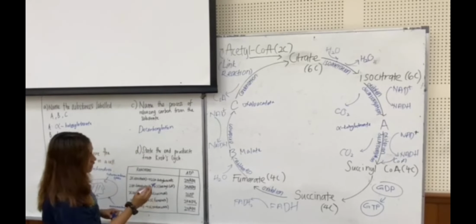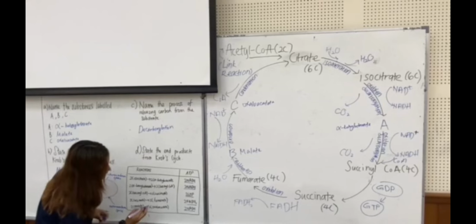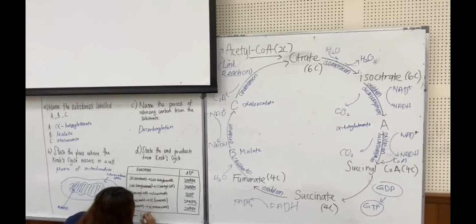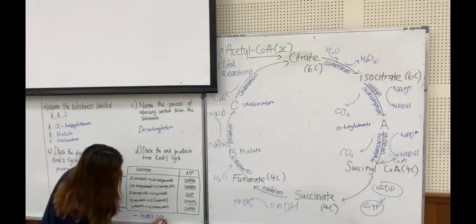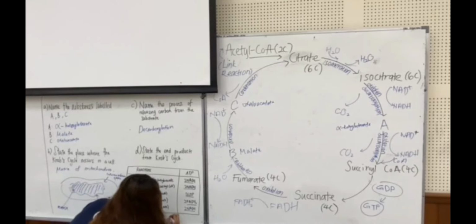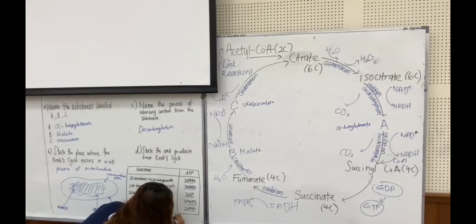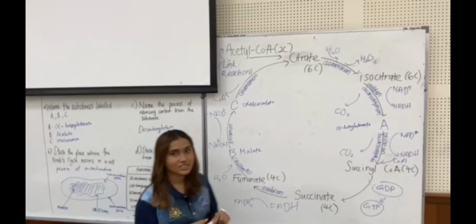So you can simplify that as 6 NADH, 2 ATP, 2 GTP becomes 2 ATP, and 2 FADH2. So that's all for today.